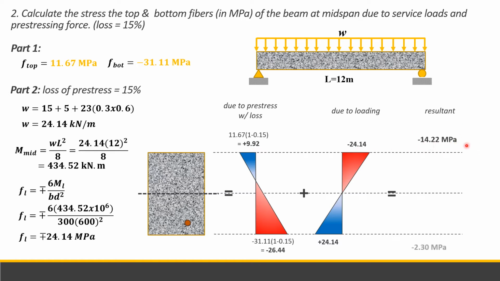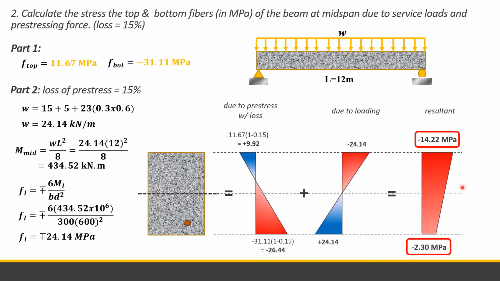So this is compression. And sa bottom naman is negative 26.44 plus 24.14. So that is equal to negative 2.30 megapascal. So this is the resultant stress for a pre-stressed force.